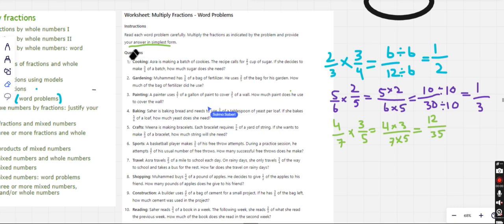Sahara is baking bread and needs 3 out of 4 tablespoons of yeast per loaf. If she bakes 5 out of 6 of a loaf, how much yeast does she need? Okay, I got it. So 3 out of 4 times 5 out of 6.